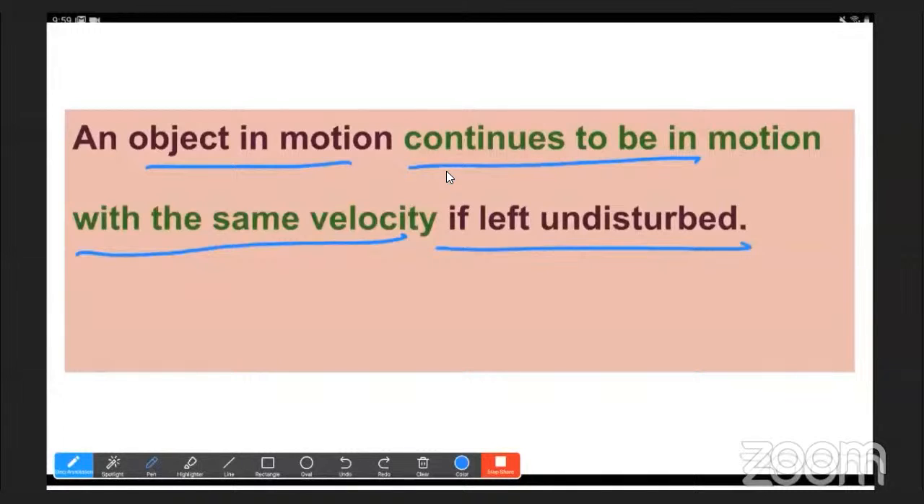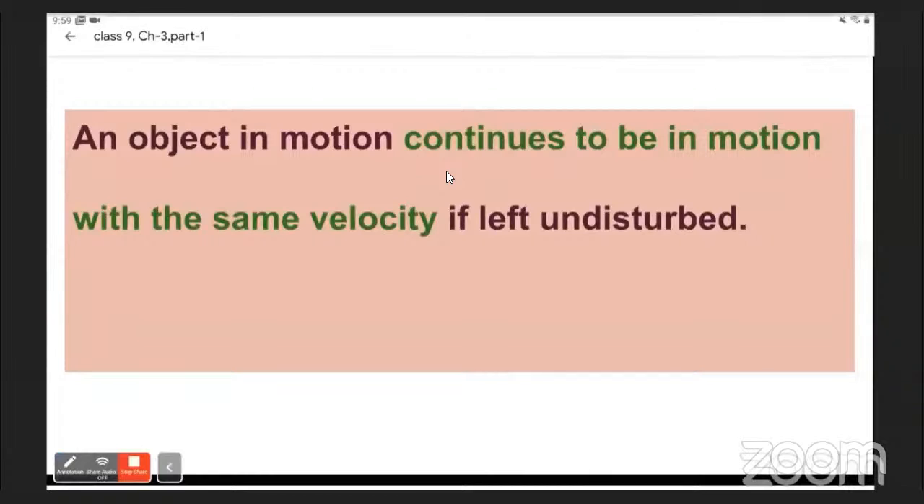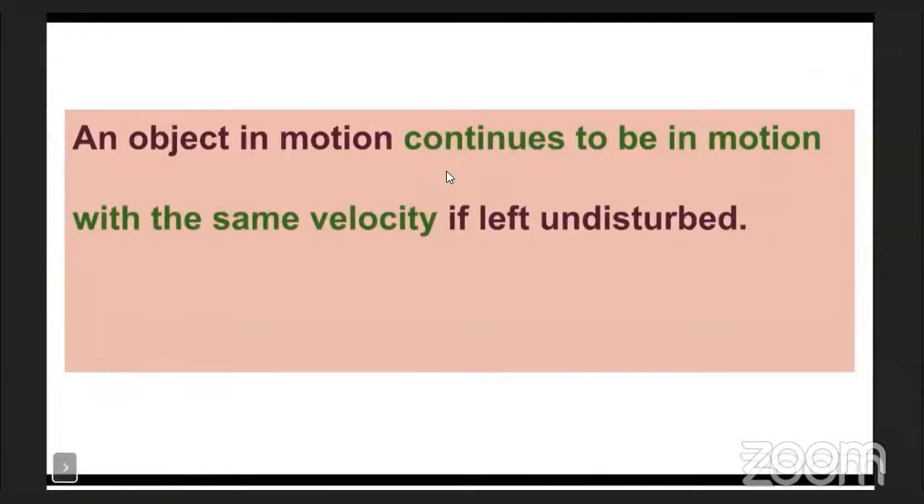That is, a moving object never stops unless a force is applied to it. If a force is applied to a moving object, then only it will stop. Otherwise the object will continue to be in motion with the same velocity if left undisturbed. This statement was given by the scientist Galileo.